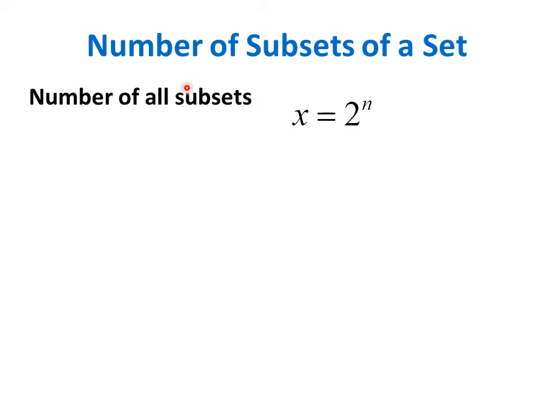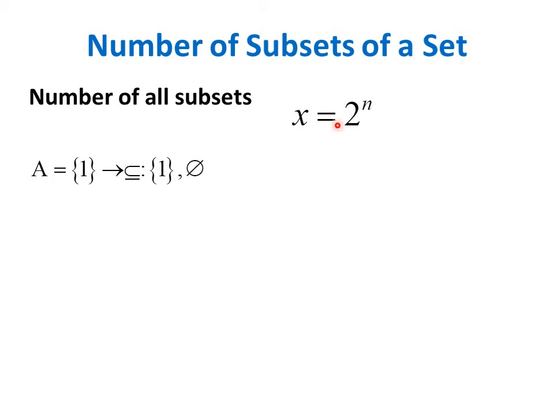Since finding the number of subsets gets challenging when the number of elements gets bigger, we can use a formula to find the number of subsets. So for the number of all subsets, we use this formula: X is equal to 2, the base 2, to the n exponent. What is the n again? That is the number of elements of the set.